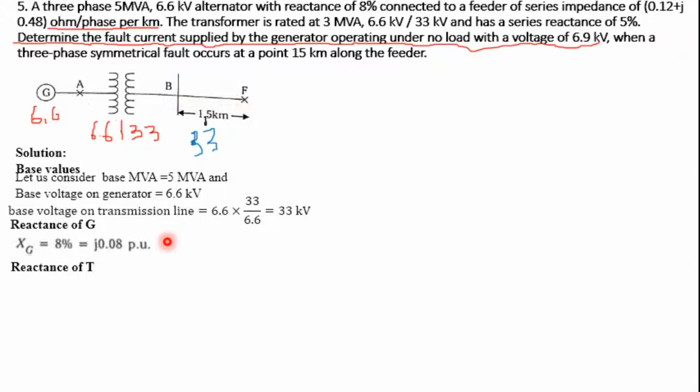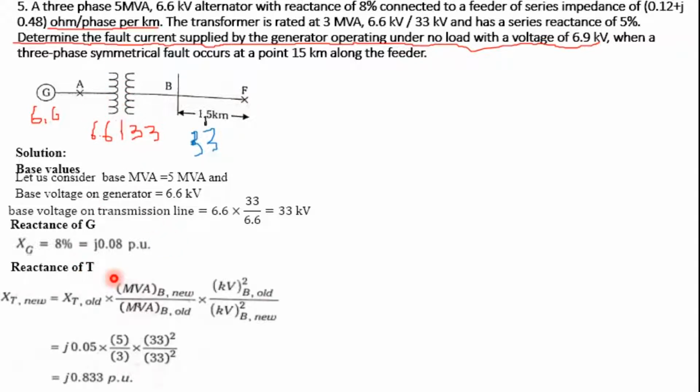Then coming to the transformer, the formula we know is X_pu new = X_pu old times (MVA base new / MVA base old) times (kV base old / kV base new) squared. The reactance of the transformer is 5%, hence 0.05. The MVA base new value is 5 MVA as given, and the old value of the transformer is 3 MVA. For the voltage on the transmission line, this is the old value and this is the new value, 33 by 33 squared. Hence we get 0.0833 per unit.